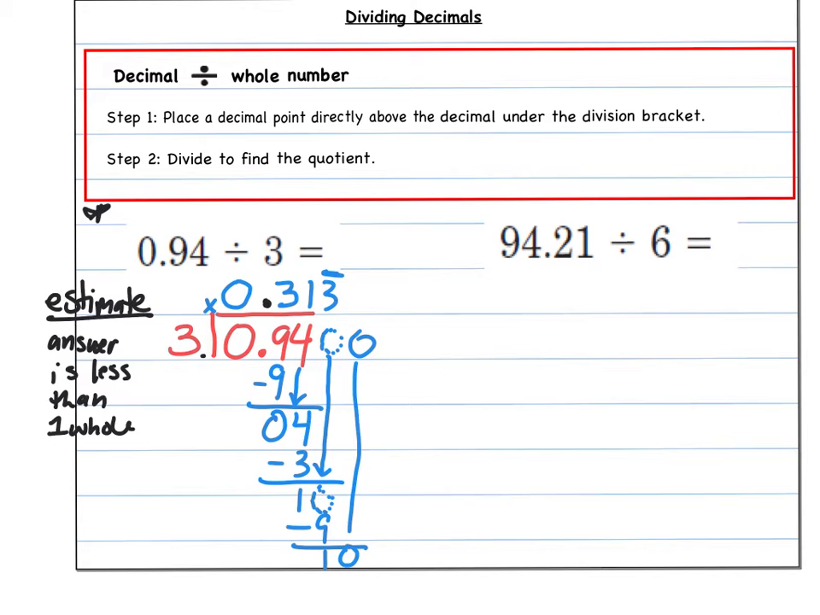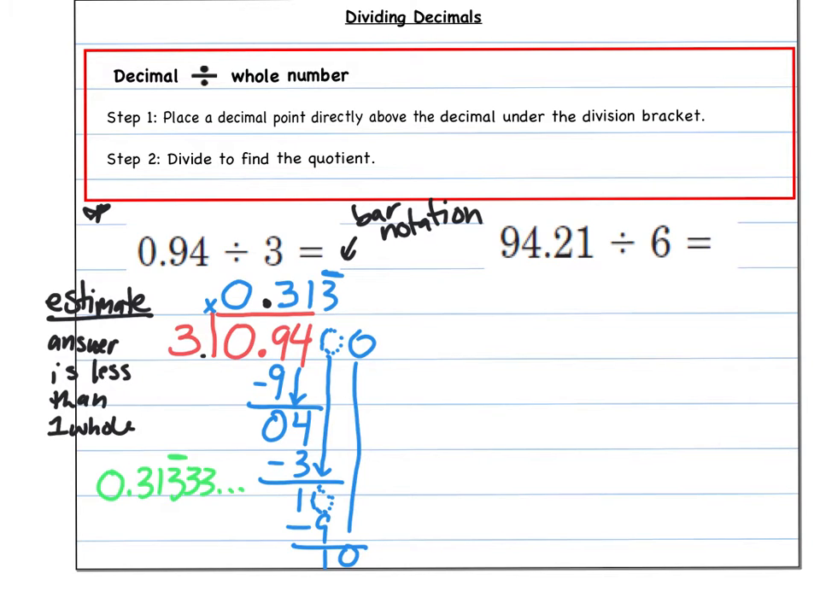One little important note is that this is called bar notation, and that is what is used for when a decimal continues to repeat. So notice my estimate was less than 1 whole, and I got a quotient of 313 thousandths with that 3 repeating. The bar notation just goes over that 3 because that's the only one that's going to continue to repeat that way. All right, looking at the next one.